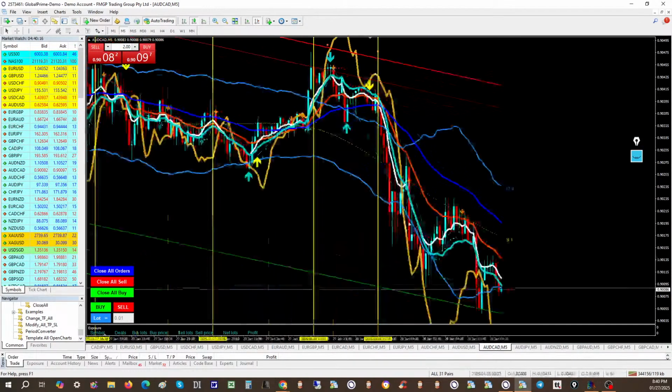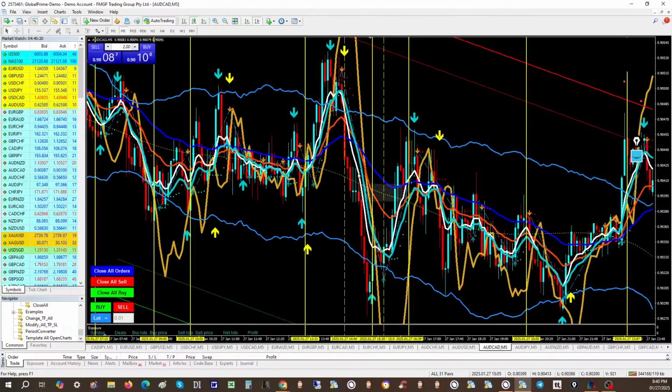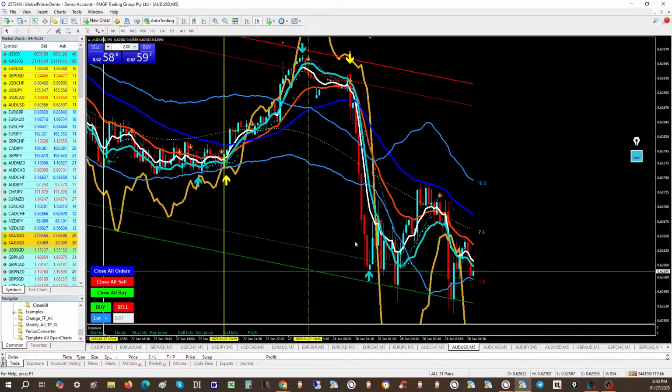Let's go to the Aussie CAD. And again, this is all just today's trades on the 5-minute chart only. You would have got in there on this one all the way down, about 10 pips there. You would have got in this one all the way up, another 10 pips or so over a decently short period of time.